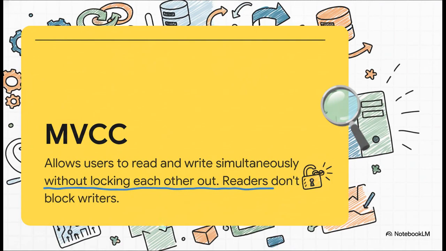And maybe its biggest claim to fame, its most important innovation, was this thing called multi-version concurrency control, or MVCC for short. And this was huge. Basically, it meant that people reading the database never got in the way of people writing to it, and the other way around. No more locking each other out. It was just this really elegant solution to a super common, messy problem. It's a technique that other databases like Postgres would later become famous for.